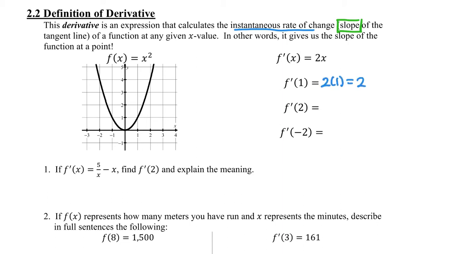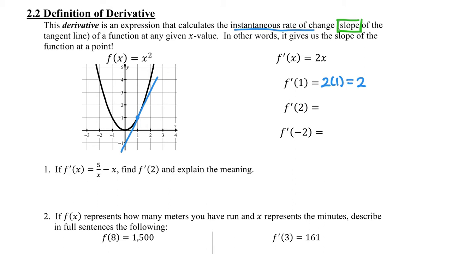Now, derivative is saying the slope of the tangent line to a function at that point. So at x equals 1, if I drew the tangent line here, let me try. Okay, this is the tangent line to this function at x equals 1. According to this, the slope should be 2, up 2 over 1. So it actually did work.